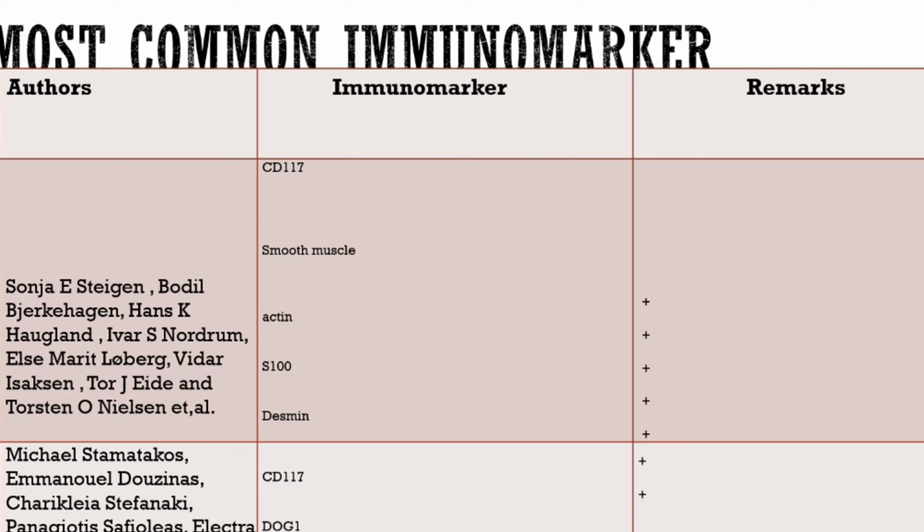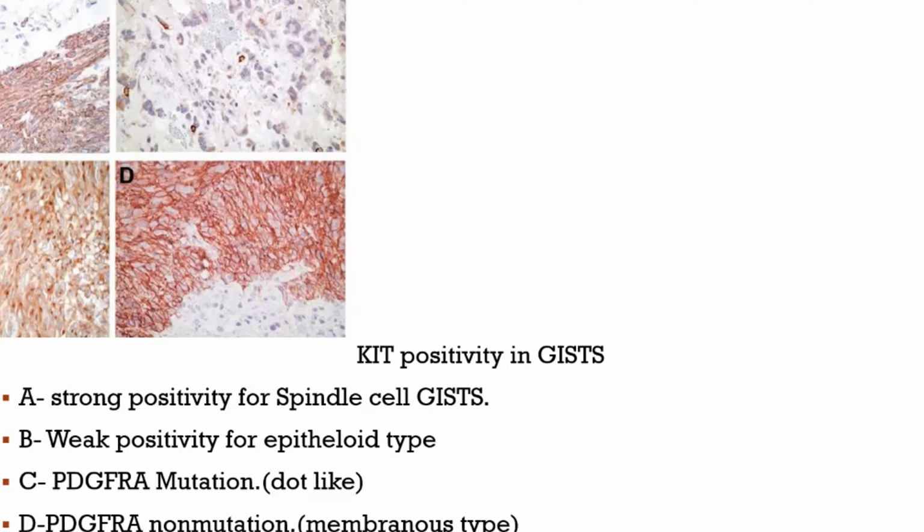Now we have seen in this picture A, B, C, D. In picture A, there is strong positivity for spindle cell GIST, and the positivity is for the KIT marker. And B shows weak positivity for the epithelioid type. You can see the spindle cell variety here, and here you can see the nucleus is surrounded by clear spaces. So these are the epithelioid variety, which shows weak positivity for KIT.